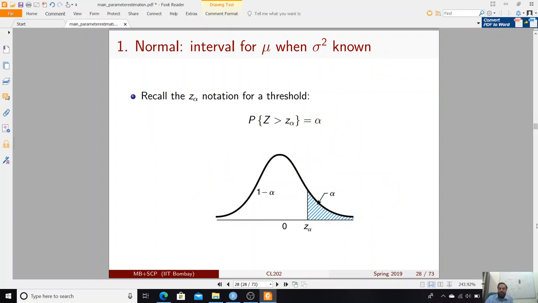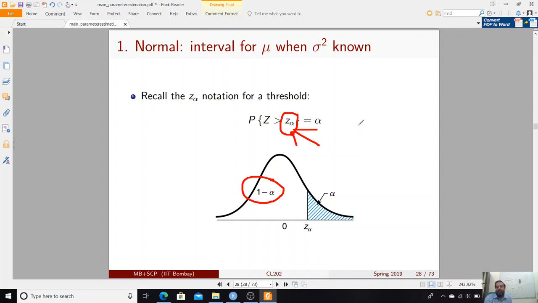So let's see how we can proceed. One more level of nomenclature for you to recall is that we will keep referring to this as the 100 times (1 minus alpha) percentile point, so z alpha, or we'll call it a quantile. So when we say that this is z alpha, it means that the probability to the right of that point, the right tail probability, is equal to alpha. And therefore, the probability or the area on the left will be 1 minus alpha.